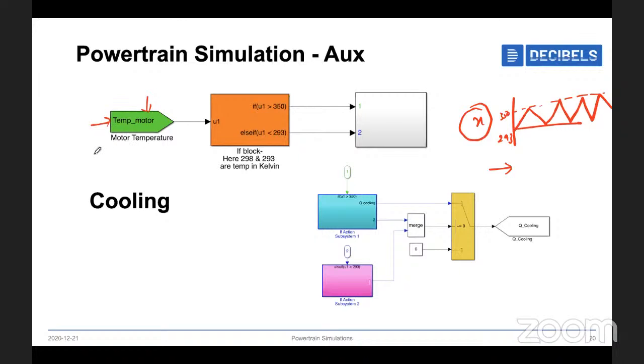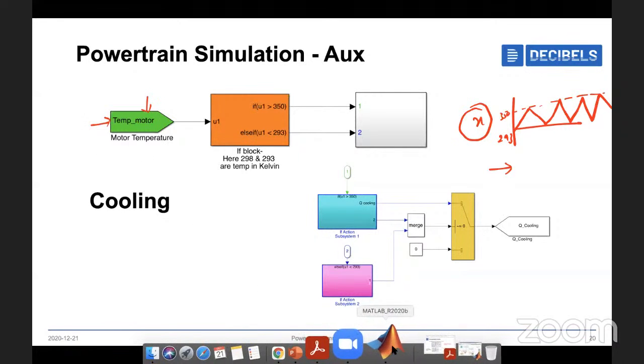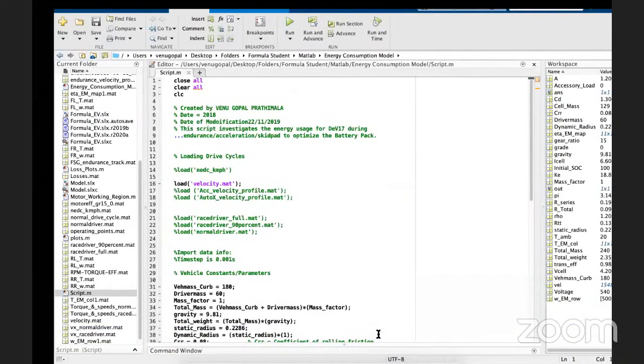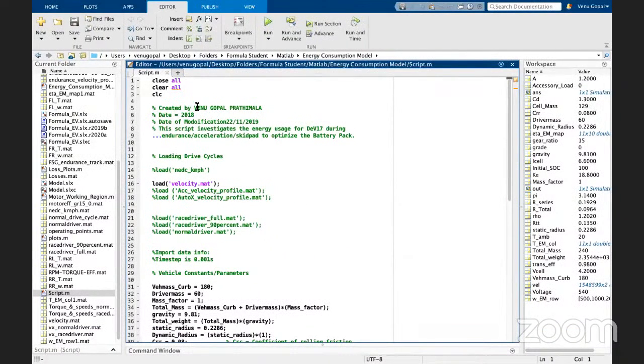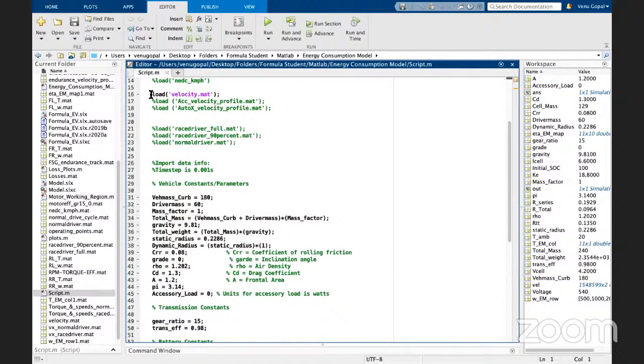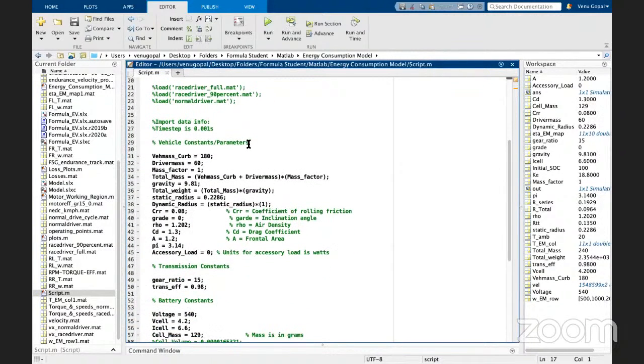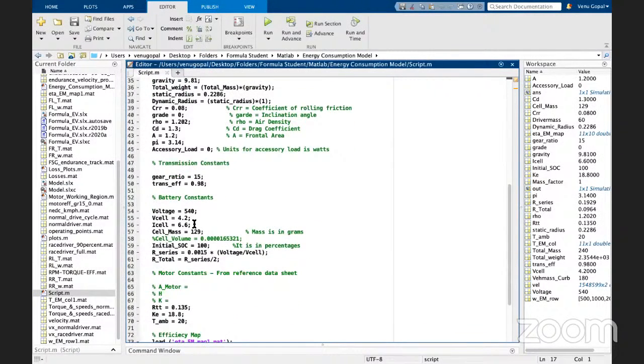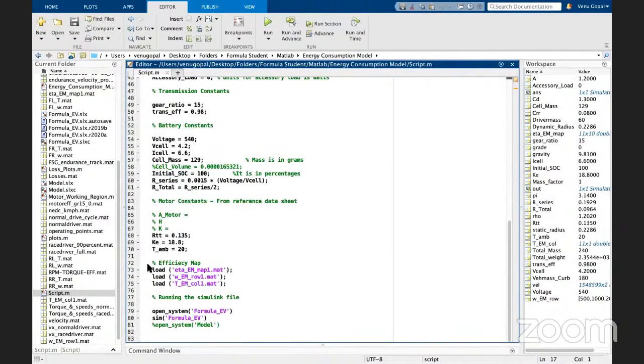So now what I will do is try to show the model which I have developed in MATLAB, so that might give you some clear idea. So yeah, this is the code, and I'm loading the drive cycle over here, which I told you is the German track. And as I told you, we have done it for different drive cycles: race driver, normal driver, and all the things. So these are all the data files for that particular thing, and these are all the vehicle parameters, and these are the efficiency map for motors and efficiency map for inverters and all the stuff.